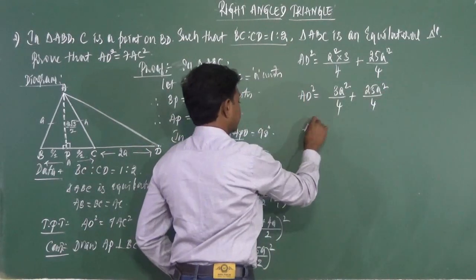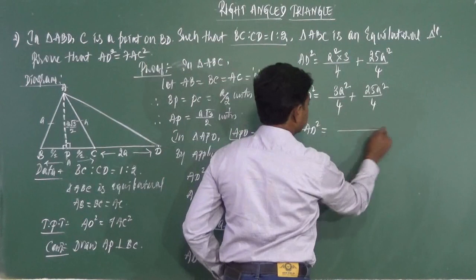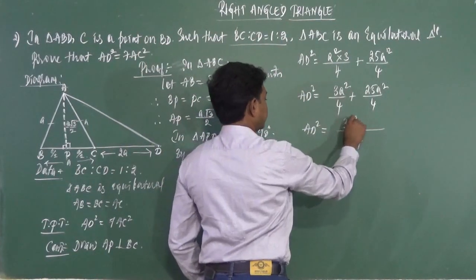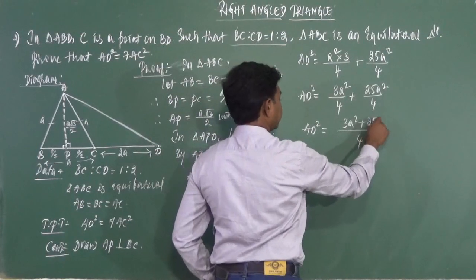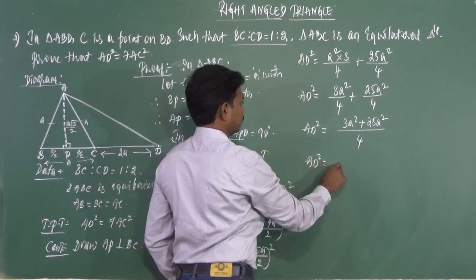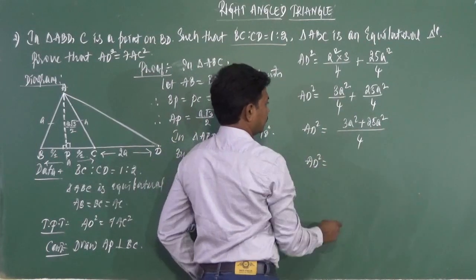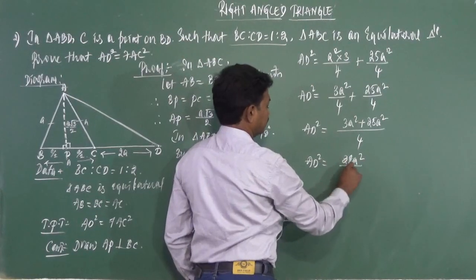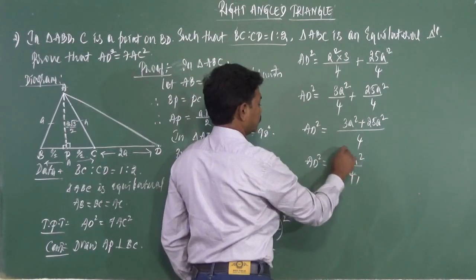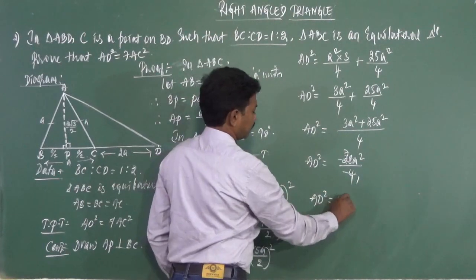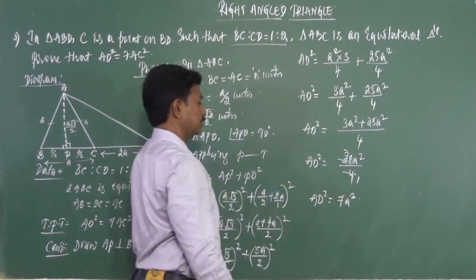So AD square is equal to, for 4 and 4 LCM is 4 again, so it is 3A square plus 25A square. We can directly add the numerators. So AD square is equal to 3A square plus 25A square is 28A square by 4. So 4 ones are 4, 7 times is A square. So AD square is equal to 7A square. This is the result we have got.